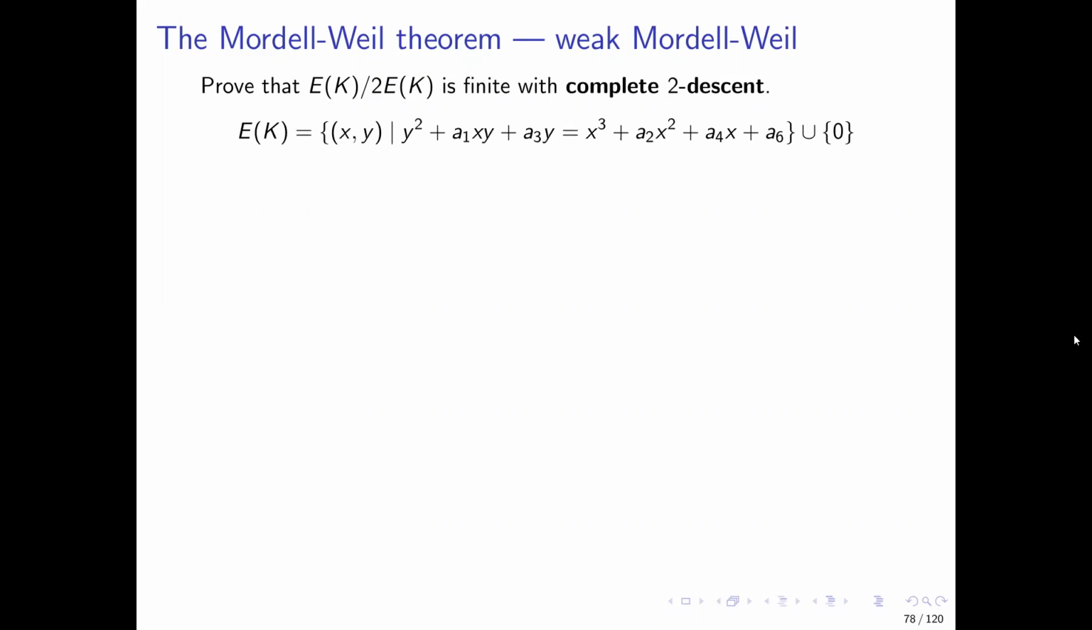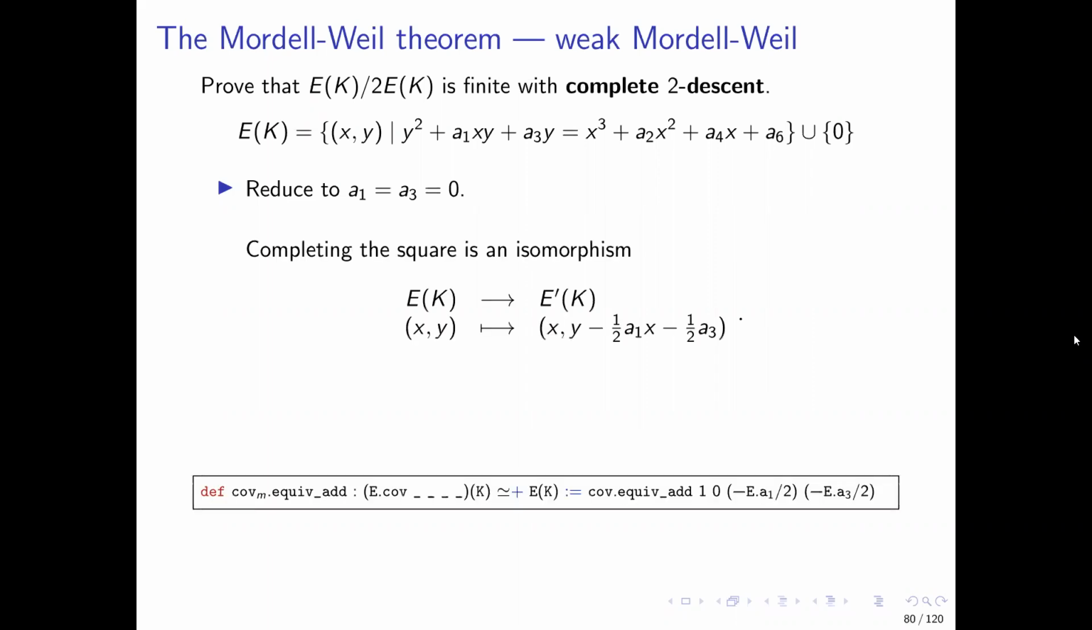Okay, so remember that our elliptic curve is either the point 0 or a bunch of affine points satisfying an equation. So the first step is I want to kill off the A1 and A3 terms. Remember how we do that: if K is a number field, it has characteristic 0, so it doesn't have characteristic 2 or 3, which means I can complete the square. And that's exactly what we do.